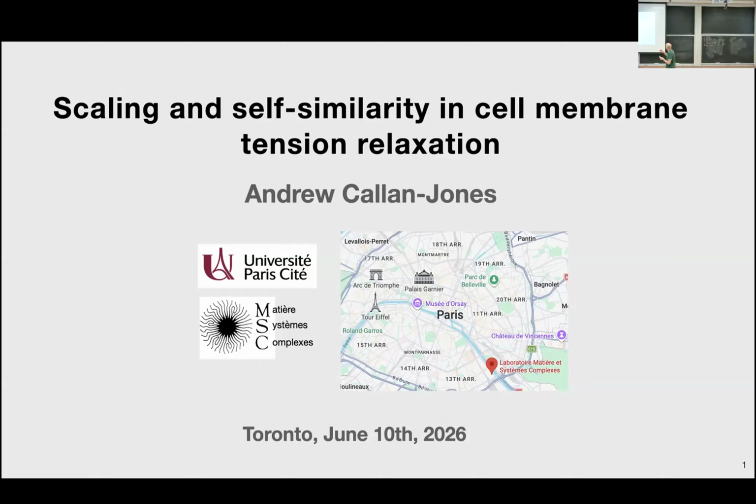So the problem I'm going to talk about today is related to how forces are transmitted along the cell membrane. And you'll see a bit later how it connects with the theme of this workshop on free boundary problems.